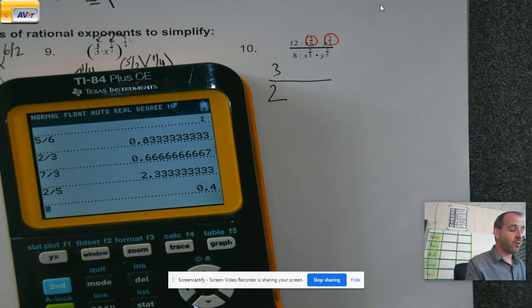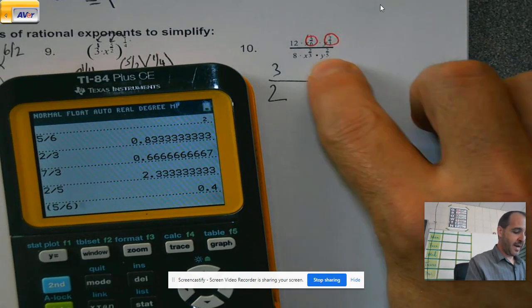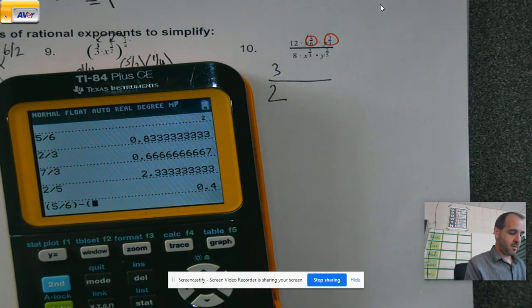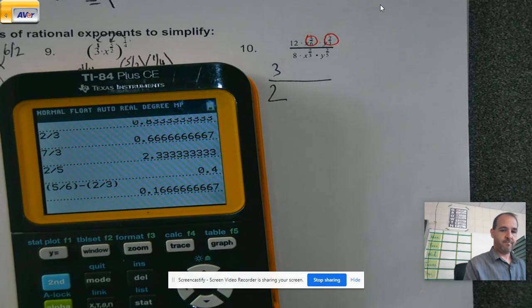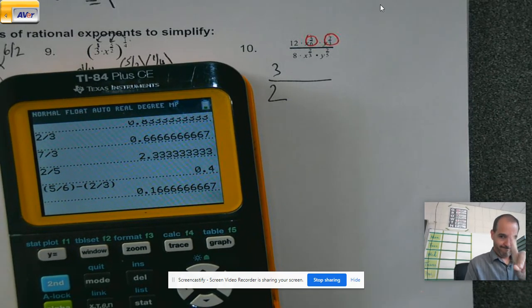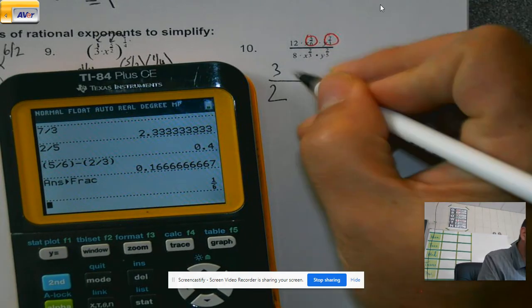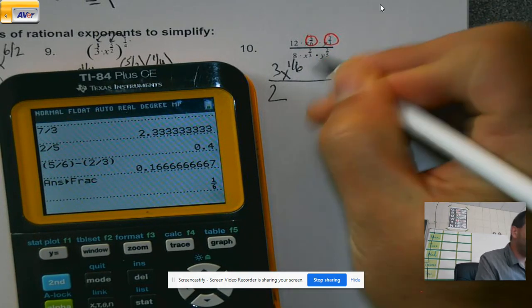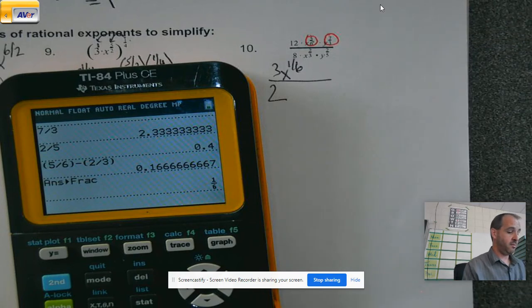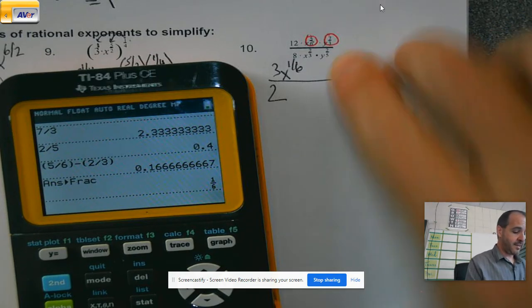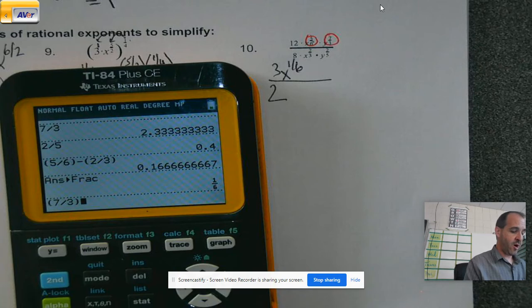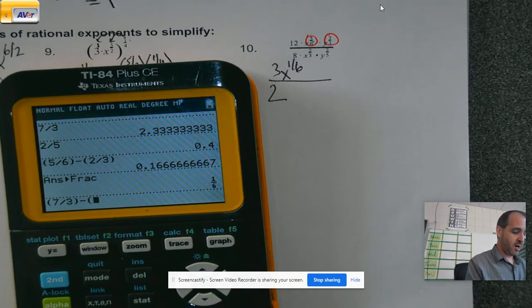So now when I go to subtract 5/6 minus 2/3, decimals, math editor, 1/6, up in the numerator, because that's where the larger exponent is. Same thing with my y's. Bigger, 7/3, minus smaller, 2/5.